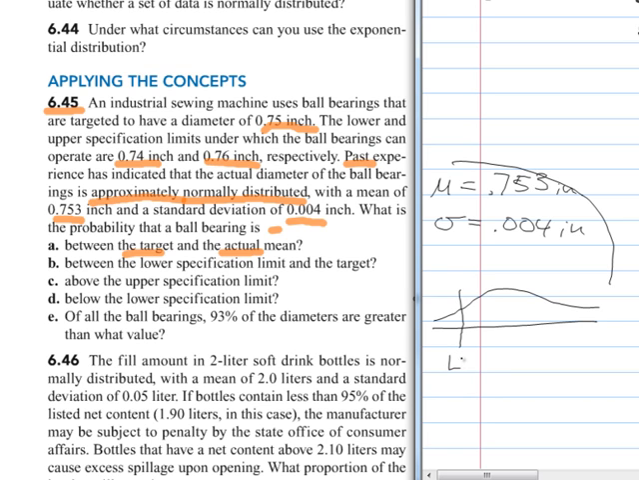We'll call it the lower spec limit, LSL, and the target. And we're asking what's the probability that it's within those ranges. So that's within this range right here that we're trying to compute. So we'll go to Minitab.